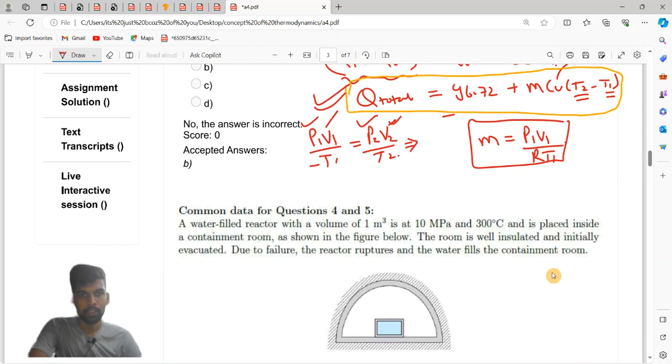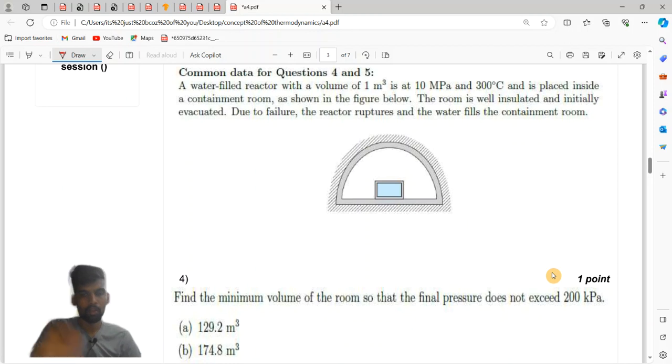Then the next question is: a water filled reactor, say R, of volume 1 meter cube, is at 10 megapascal and 300 degrees Celsius, and it is placed inside a containment room, as shown in the figure below. It is our reactor. The room is well insulated and initially evacuated. Well insulated means no heat transfer can take place, so Q is 0 for any change in state.